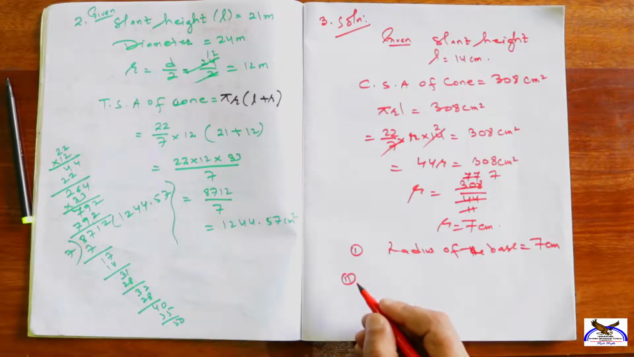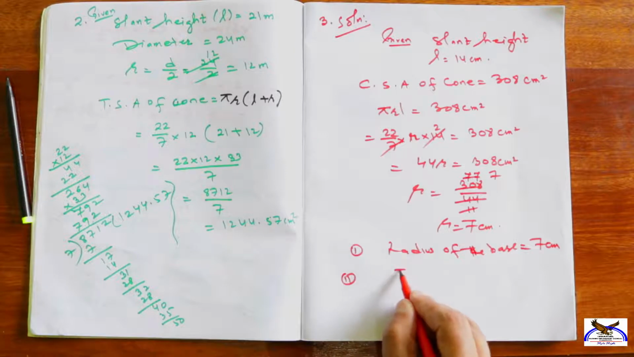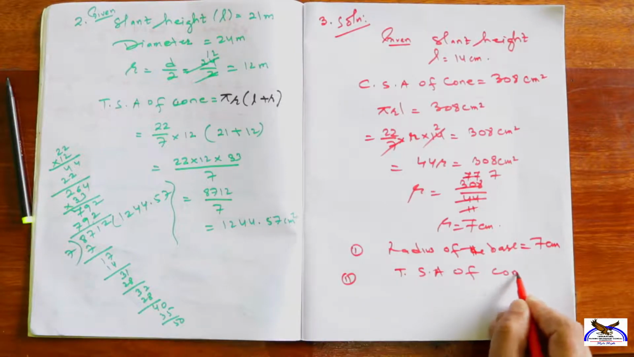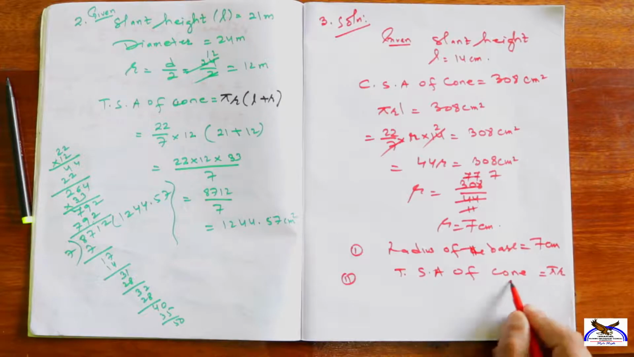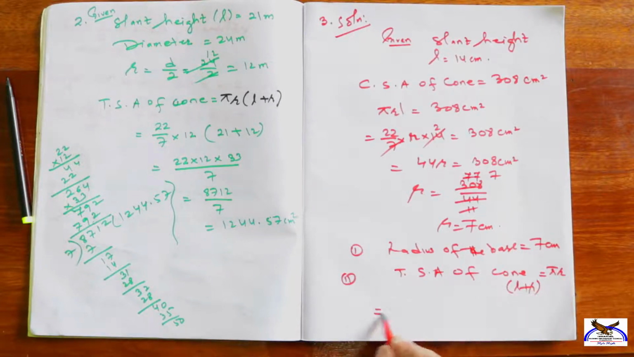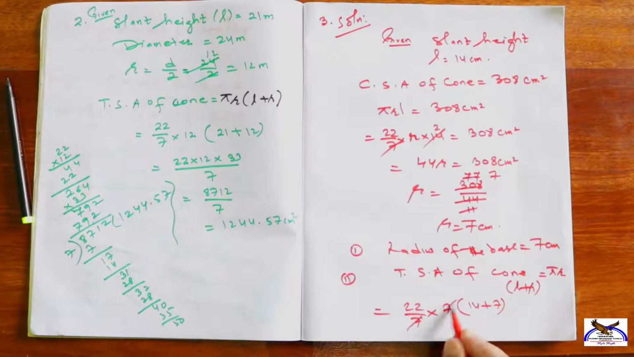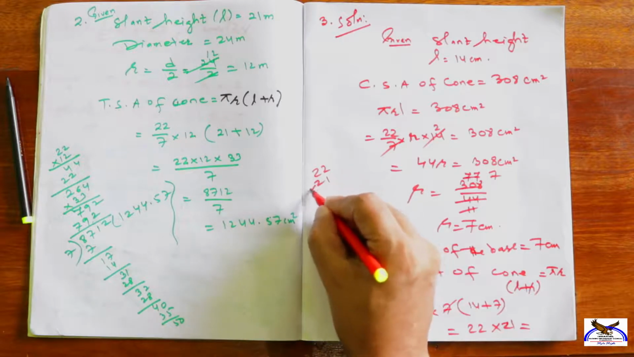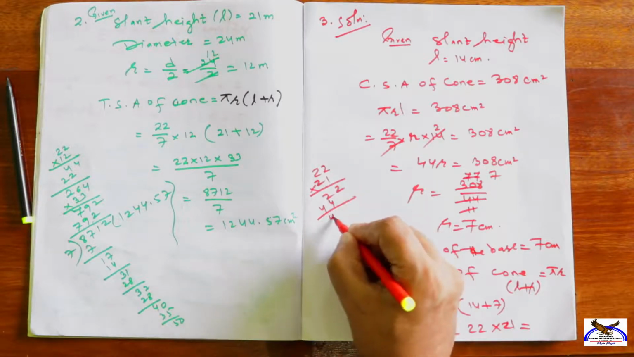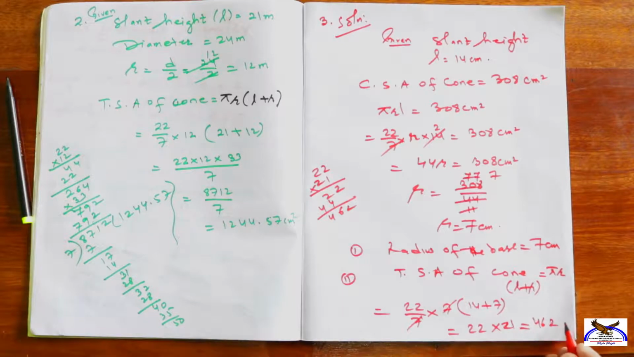Next, you have to find out the total surface area of the cone. Total surface area of cone is pi r times L plus r. Pi is 22 by 7. Here the radius is 7. Slant height is given, that is 14 plus 7. You can cancel 7. 22 into 21. Let us multiply 22 into 21, that is 462 centimeter square. Now this is question number 3. Let's go to question number 4 now.